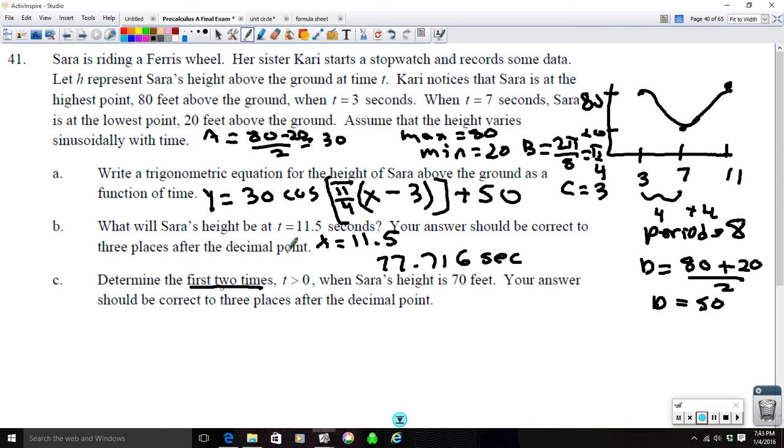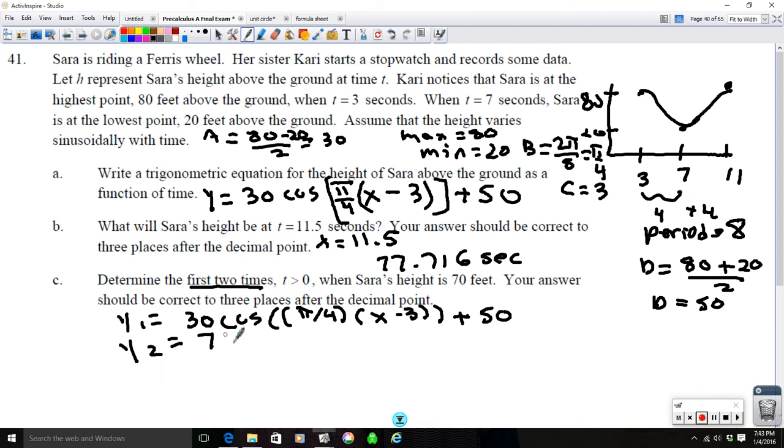We want to determine the first 2 times, so make sure you answer this correctly. It's 2 different answers, where Sarah's height is 70 feet. So again, y1 is going to be your equation, which is 30 cosine, double parentheses, excuse me, of pi divided by 4, close the parentheses, another parentheses, x minus 3, close that parentheses, and the other one, plus 50. For y2, you're going to put in 70, and then you're going to go second, trace, and intersect.